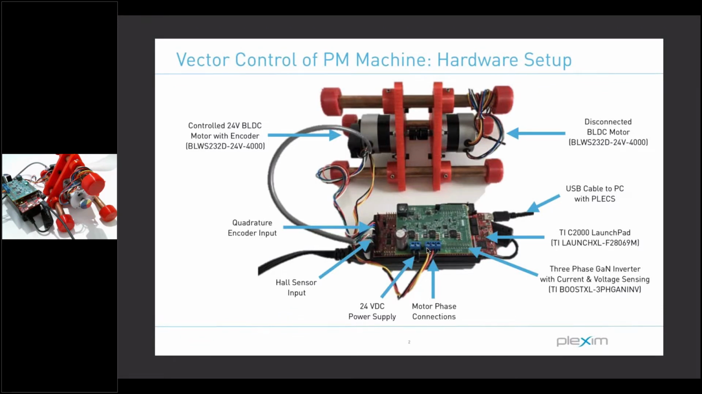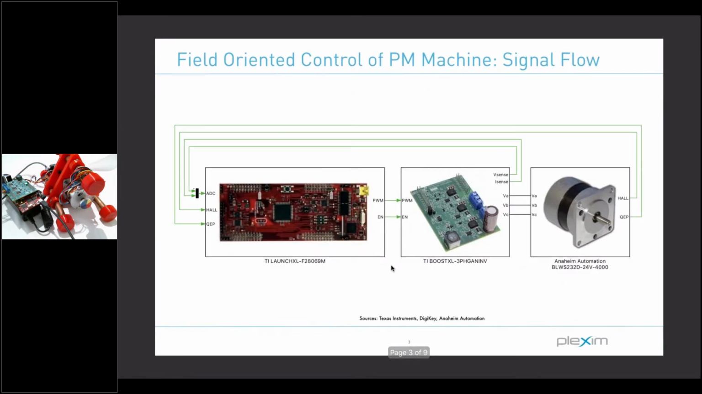These motors are sitting in a 3D printed test fixture, and we can send you the design files for this if you're interested. There's also a second motor in the test fixture that's not controlled or connected, and in this case it acts as just a bit of extra inertia and load on the shaft. This slide shows the signal flow in a bit more detail.